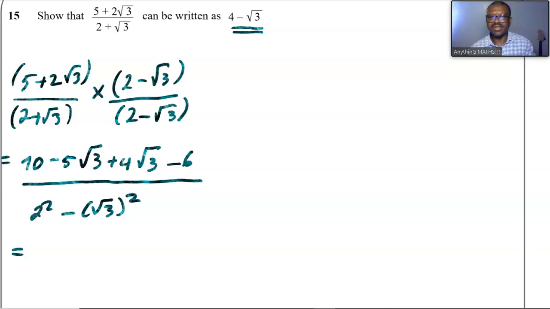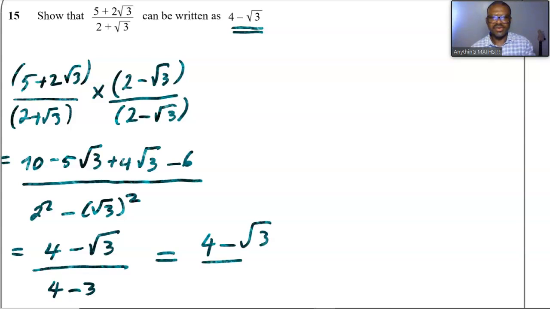Let's simplify. 10 minus 6 will give us 4. And negative 5 root 3 plus 4 root 3 will give us negative root 3. We're going to have 4 minus root 3 all over 1. And that's what you're supposed to have, isn't it? So we've been able to answer that question.